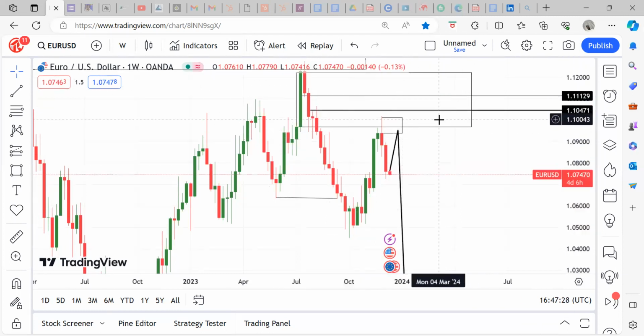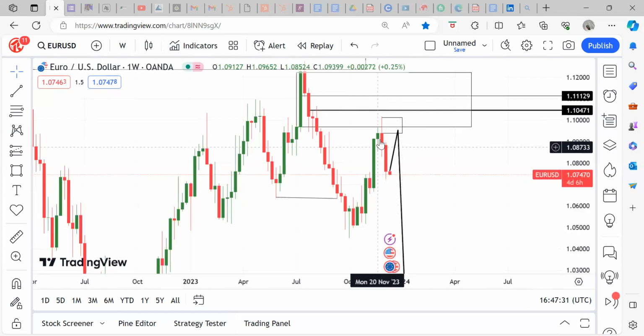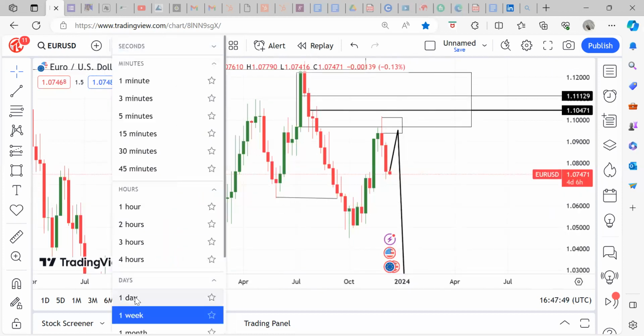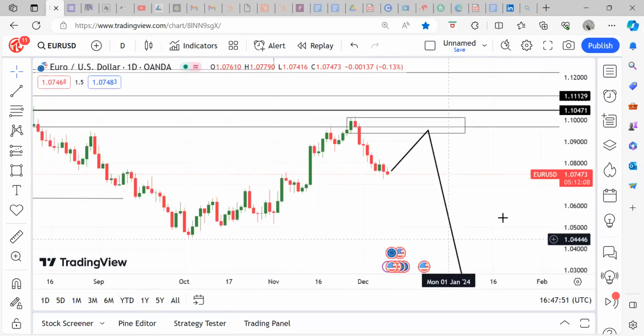First of all, the supply area. Secondly, the right shoulder. Third, the fib area overlapping with all of these areas. And the last one is bearish engulfing, which is a bearish reversal pattern. Now, since all of those things have been identified, we go to the daily time frame to seek for entry.